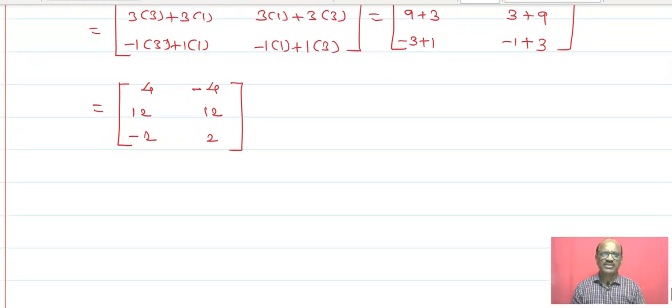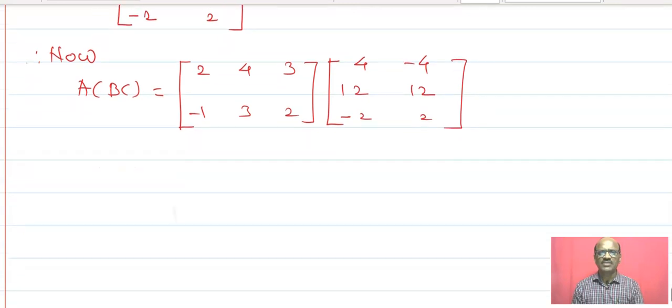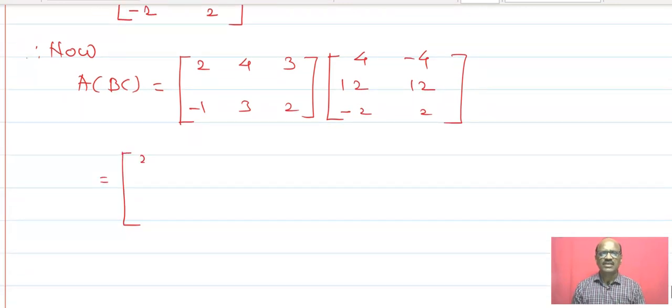Now it is multiplied with A. Then we will get A into BC, that is equal to 2, 4, 3, minus 1, 3, 2. Next is 4, minus 4, 12, 12, minus 2, 2, and the multiplication.